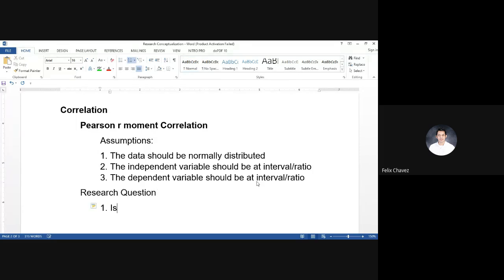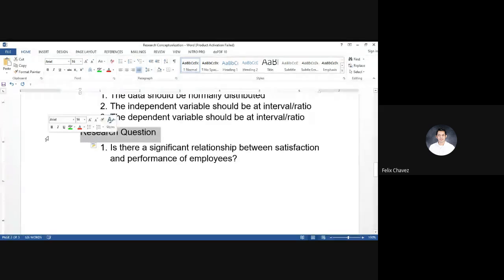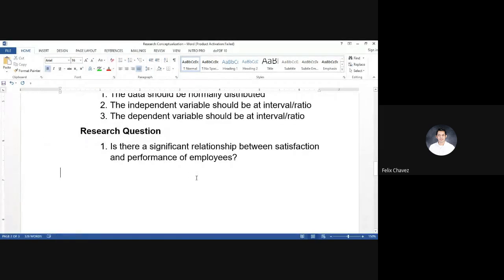one, is there a significant relationship between satisfaction and performance of employees? Okay. So is there a significant relationship between satisfaction and performance of employees?